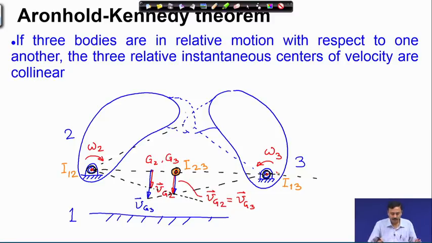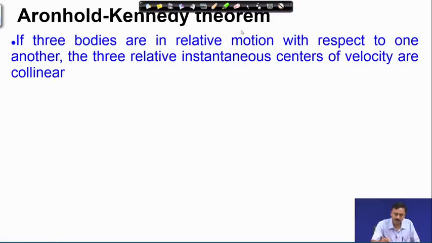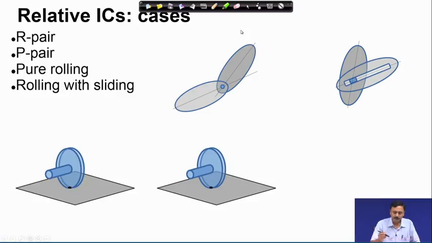So, therefore, we have this theorem known as the Aronhold-Kennedy theorem, which states that if three bodies are in relative motion with respect to one another, the three relative instantaneous centers of velocity are collinear. Now, we are going to look at the implications of this theorem after looking at some examples which you have seen before.